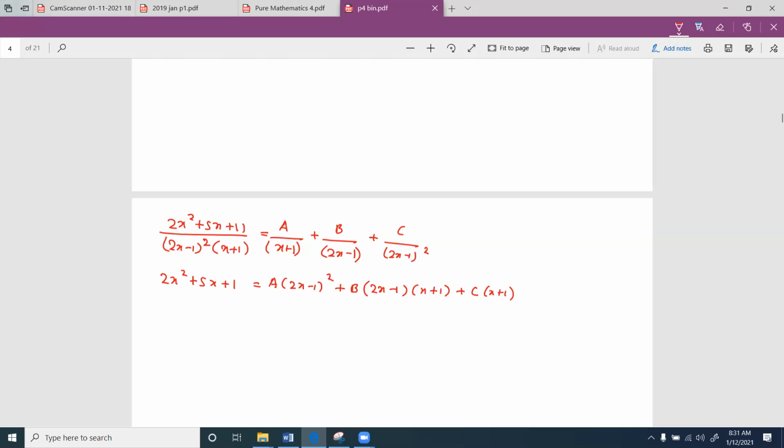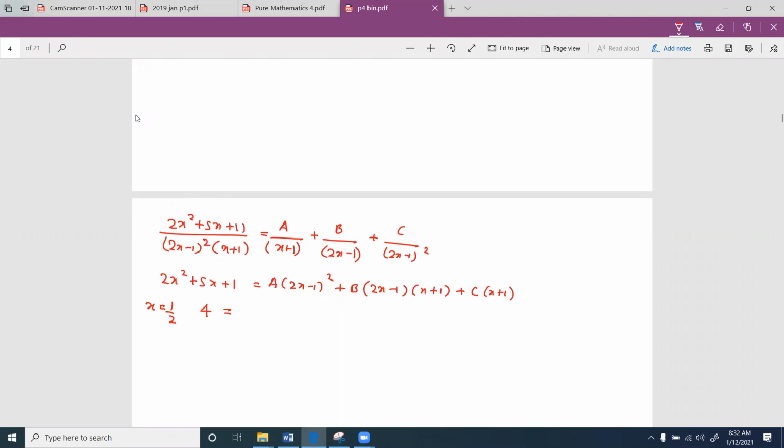Okay. Initially, if I replace x equals to 1 over 2, you can obtain the answer for c, right? Because if you put 1 over 2, this term gets 0, this term gets 0. So therefore, these two terms won't be there in the expression. So 2 into, we'll get the right hand side. 2 into half squared is half, half plus 5 into half, 5 into half plus 1. So this is turned up to 4.